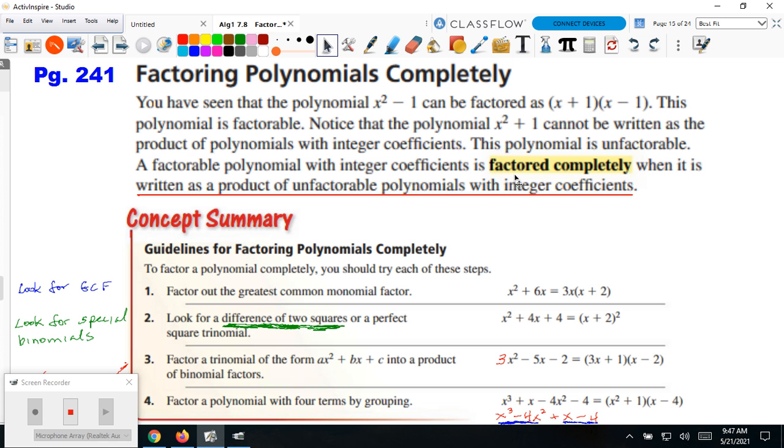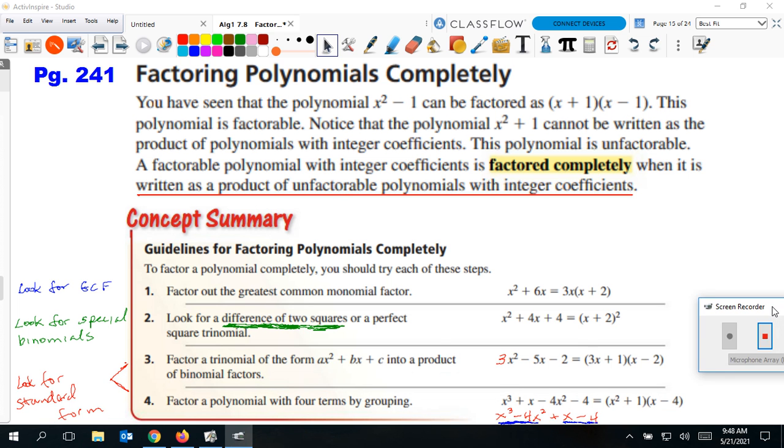So basically, how do you know when it's factored completely? It says a factorable polynomial with an integer coefficient is factored completely when it is right here. And this is what you want to write down for your vocabulary word on 241. Factoring completely is when it's written as a product of unfactorable polynomials with integer coefficients. When it is written as a product is where you have all these parentheses out, and every parenthesis is unfactorable. You can't factor any of those any further. If you can still factor what's inside of a parenthesis further, it's not factored completely.